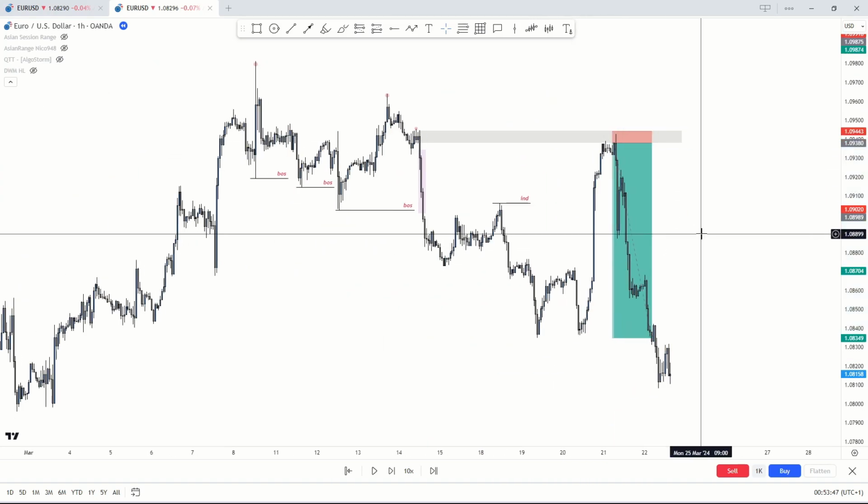So guys, that is the simple breakdown of how to use this OF order flow strategy in your real life trading.